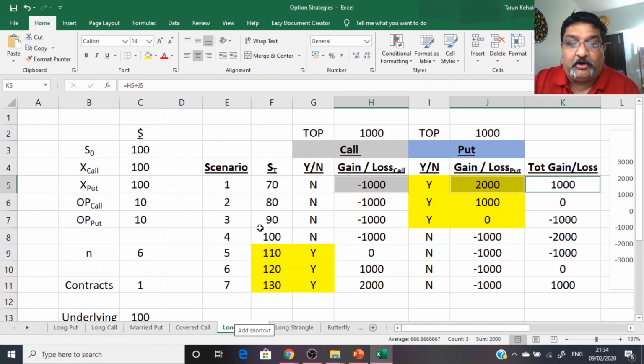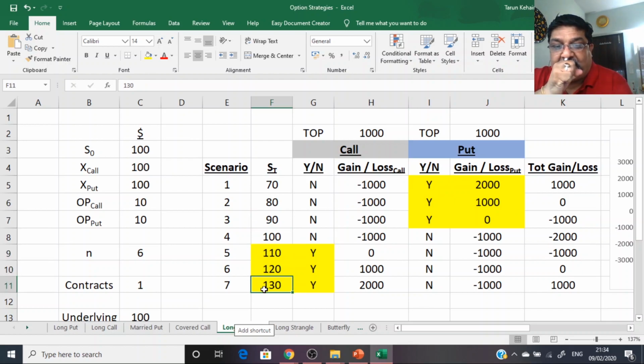The same way, all the other parameters are also calculated. And now you reach 130. At 130, let's look at it. Will you exercise the call option this time? Yes, you will exercise. Why will you exercise?